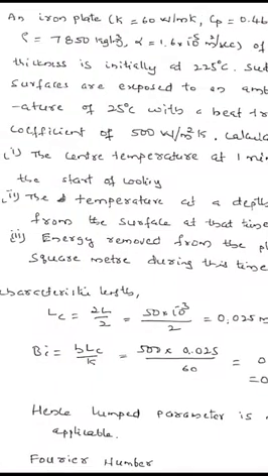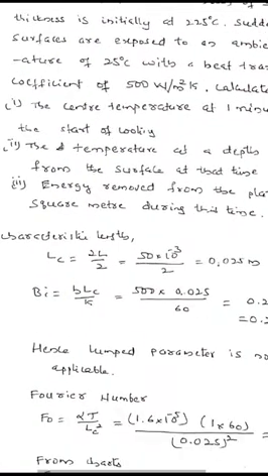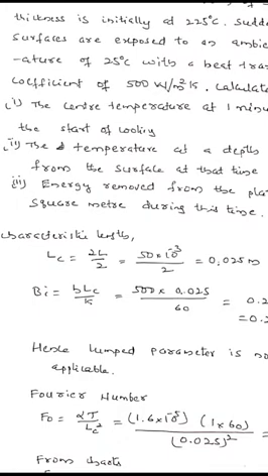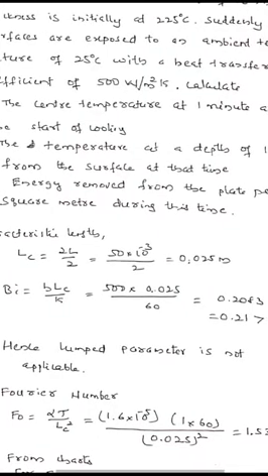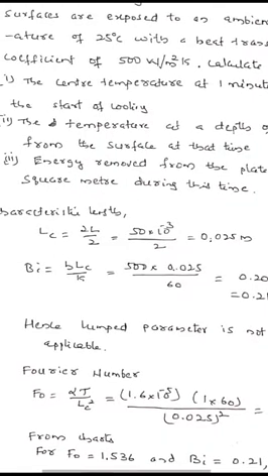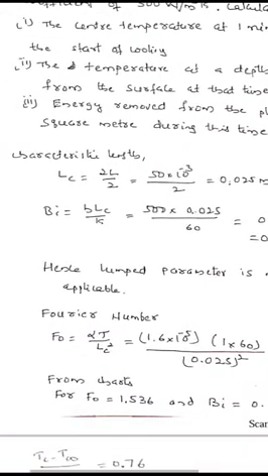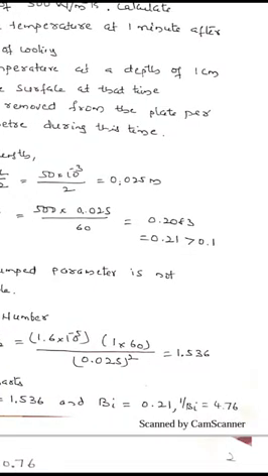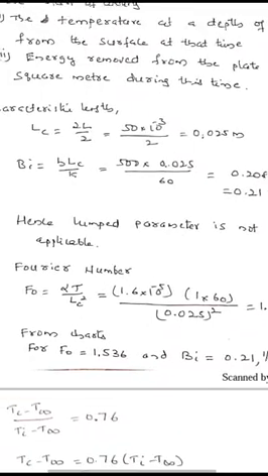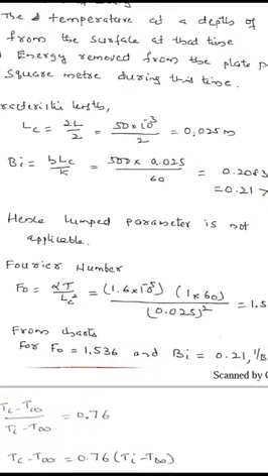Here note that he has given the thickness in addition. Then the characteristic length for a slab is 2L by 2, which is L. It is 0.025 meters. Biot number is h Lc by K, equal to 500 into 0.025 by 60. It is 0.2083, which is 0.21, greater than 0.1. Hence lumped system analysis is not applicable as the Biot number is more than 0.1.